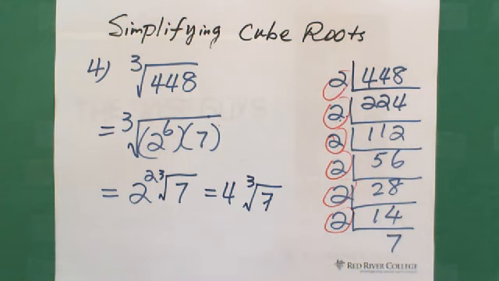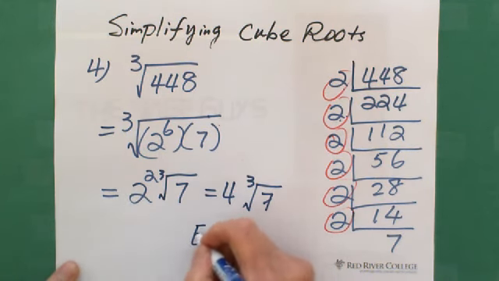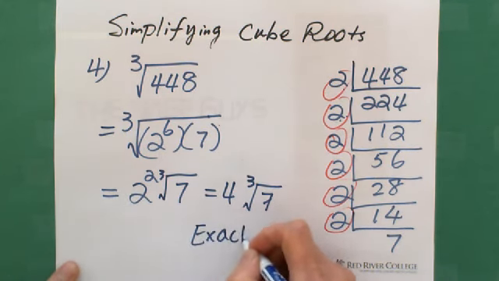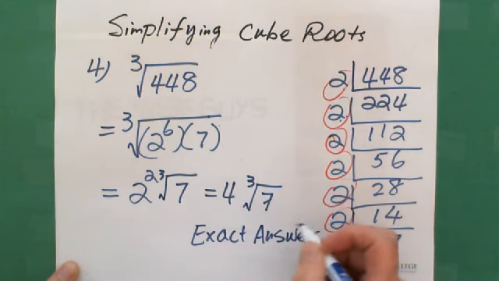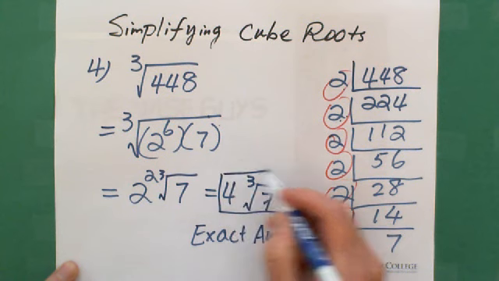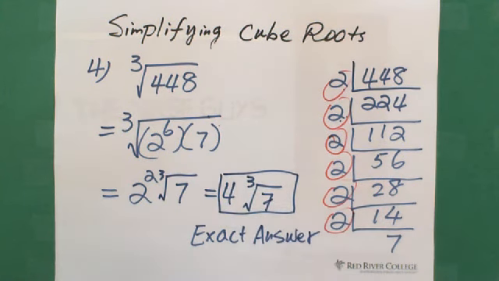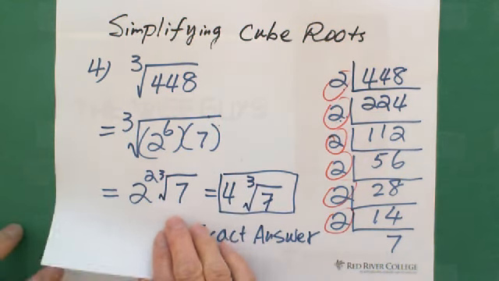This is the exact answer. A calculator gives you an approximate decimal, which is approximate. If we want the exact answer, this is 4 cube root 7. Okay.